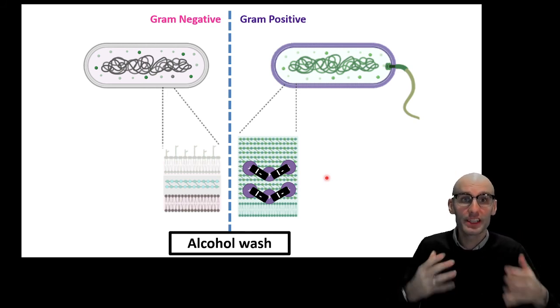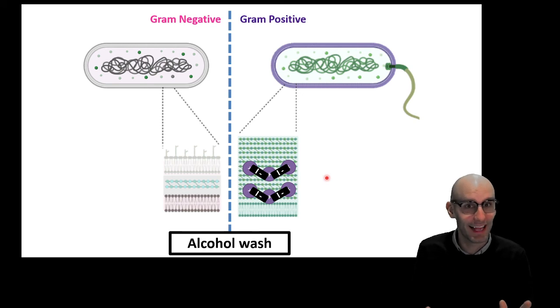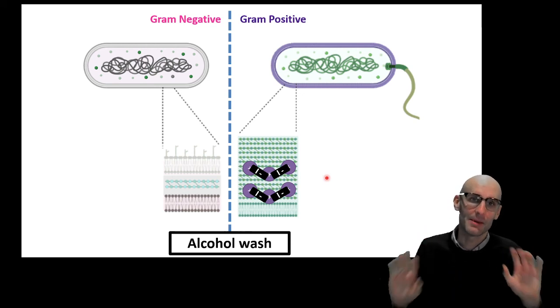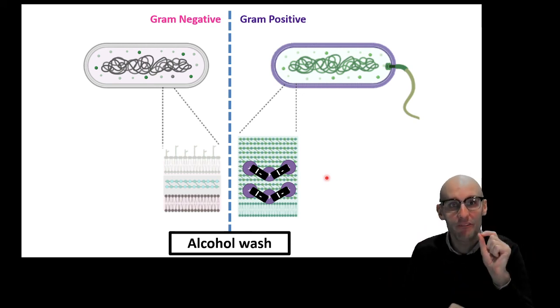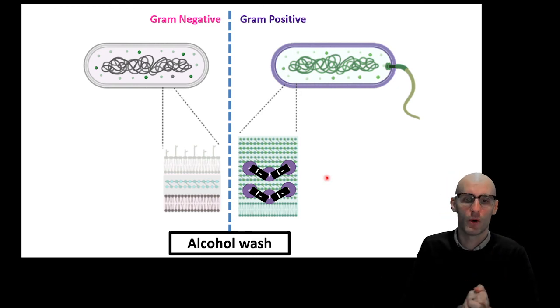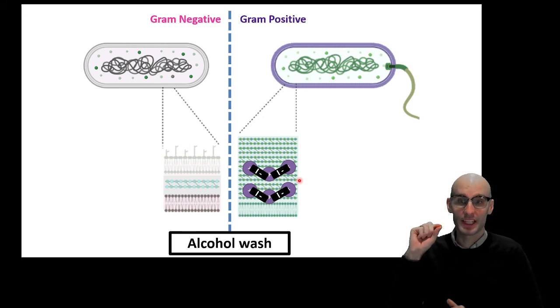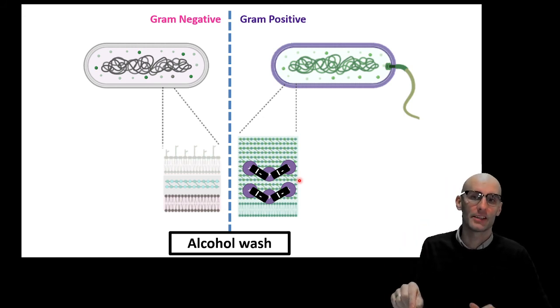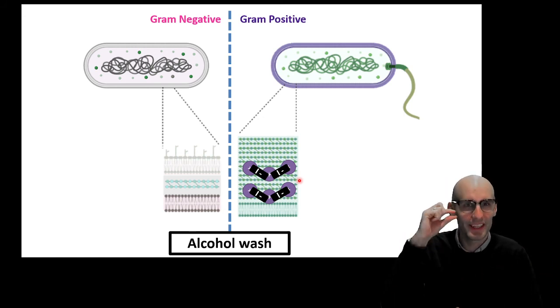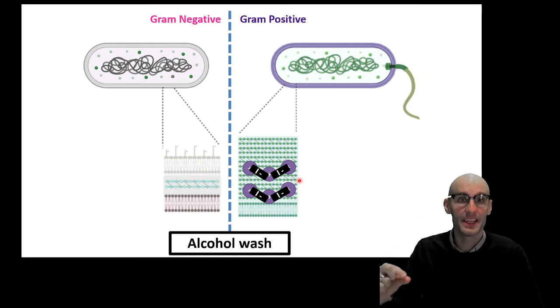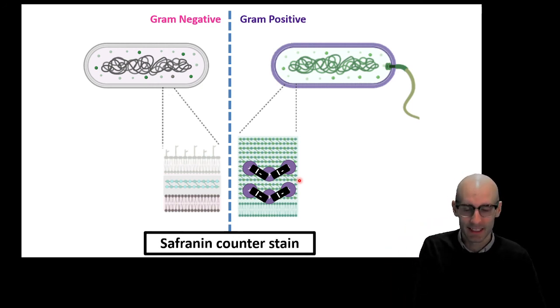Now you could keep washing in alcohol. Actually, it doesn't take that long to wash out the gram staining in both bacterial types. So it has to be a very brief wash with the alcohol or acetone. And if you do that brief wash, it washes out first from the gram-negative bacteria before the gram-positive bacteria, because the gram-negative bacteria have such a thin peptidoglycan layer.